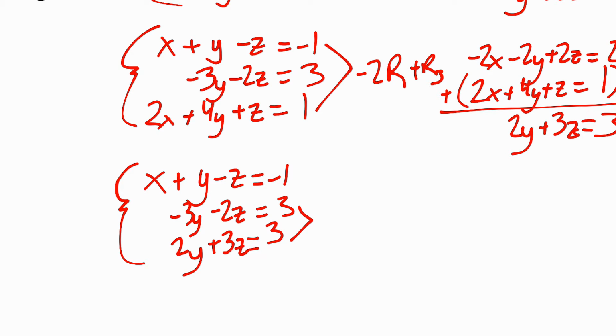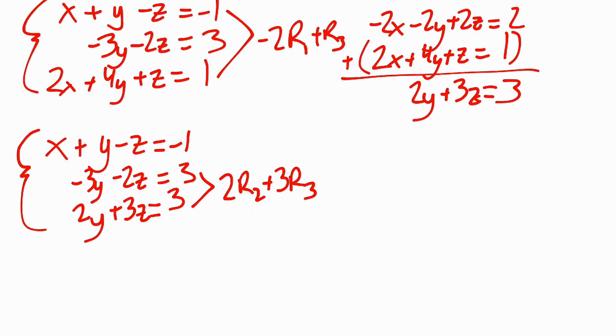What I'm going to say, let's take 2 times row 2 and add it to 3 times row 3. So we're focusing on just these y's here. The only way we can get a negative 3 and a 2 to become opposites of each other is to multiply the negative 3 by 2 and the 2 by positive 3. So we take all of row 2 and multiply by positive 2. We get negative 6y, and then the negative 2z multiplied by 2 gives us negative 4z. And then on the other side, 3 times 2 gives us 6.